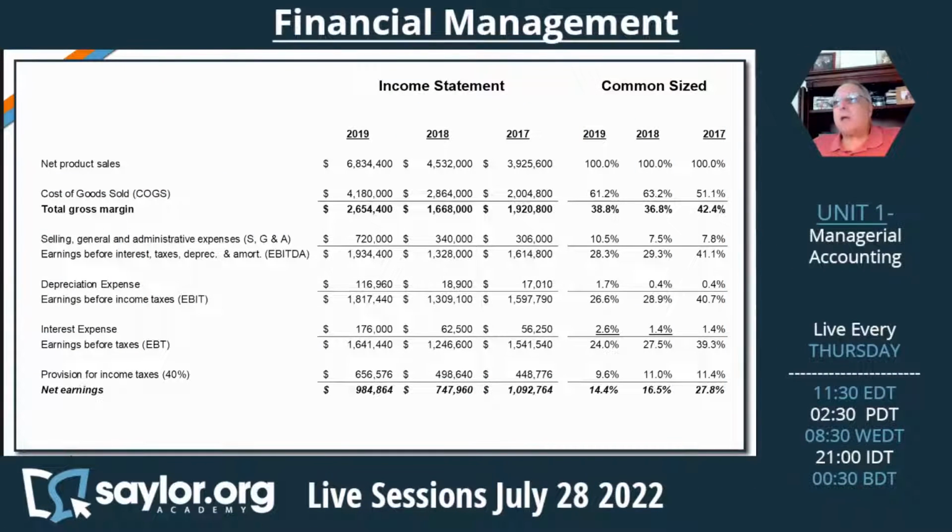So we talked about common sizing the income statement and the fact that these ratios allow us to really zero in on areas that might require some specific management attention, which could be as simple as understanding the reason why, or recognizing that there's an issue here that has to be addressed.